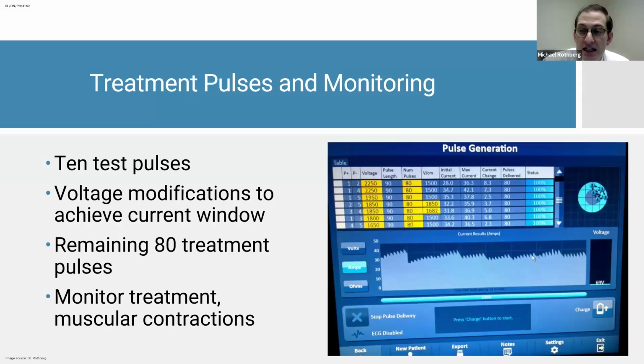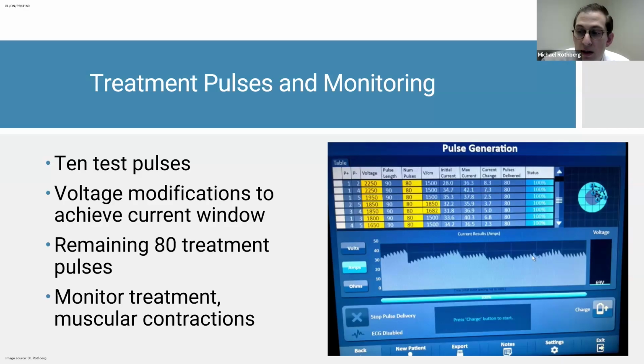The generator is delivering a specific voltage, which is controlled by us, and this will generate a current within the ablation zone. And remember, our sweet spot for IRE is between 20 and 35 amps of current. So if the current produced by these test pulses is either too high or too low, we're going to adjust the voltage prior to giving the 80 treatment pulses. Remember, if the current is too low, that's more likely going to produce reversible electroporation, and it's not going to give the desired treatment effect. And if the current that's passing through is too high, it's going to be more likely to induce inadvertent thermal damage to the tissue, which is not what we want with IRE. So that sweet spot is between 20 and 35 amps.